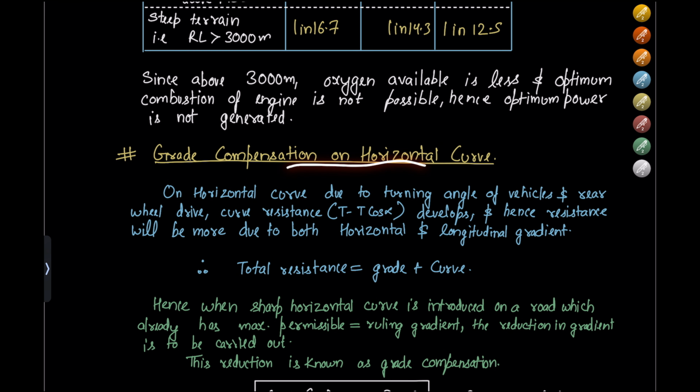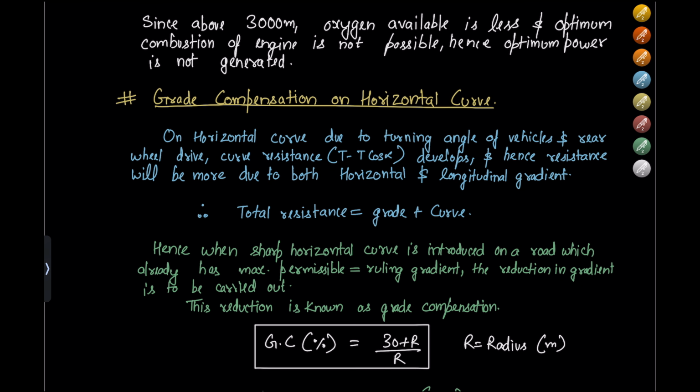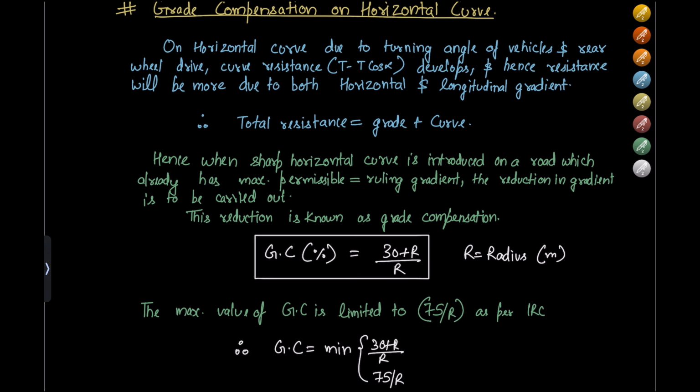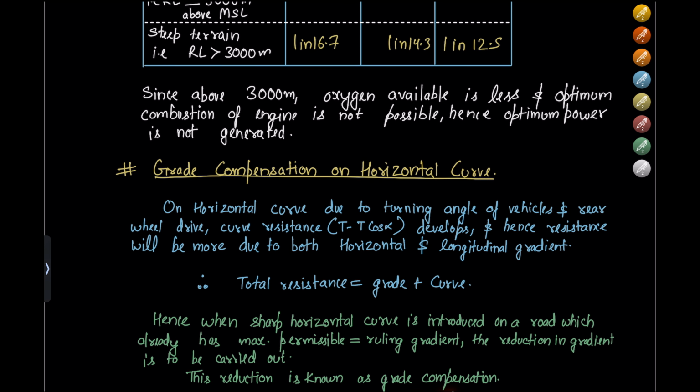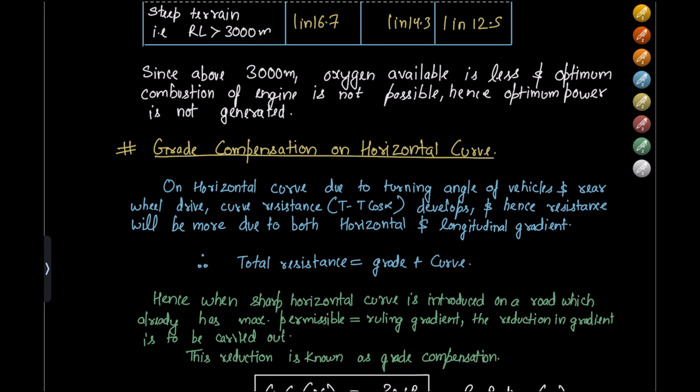Next is grade compensation of a horizontal curve. What is grade compensation? Whenever a vehicle is driving on a horizontal curve as well as on a vertical curve or vertical steeper gradient, then less traction is available as discussed previously. Curve resistance is there and less traction is available for the vehicle to traverse the road. In that case, it is preferred that compensation is provided to the vertical gradient, and that compensation is measured by this formula. But let's first understand what it is.